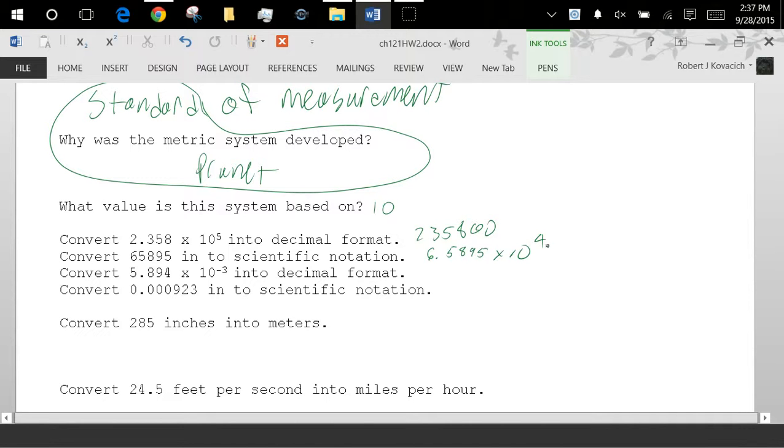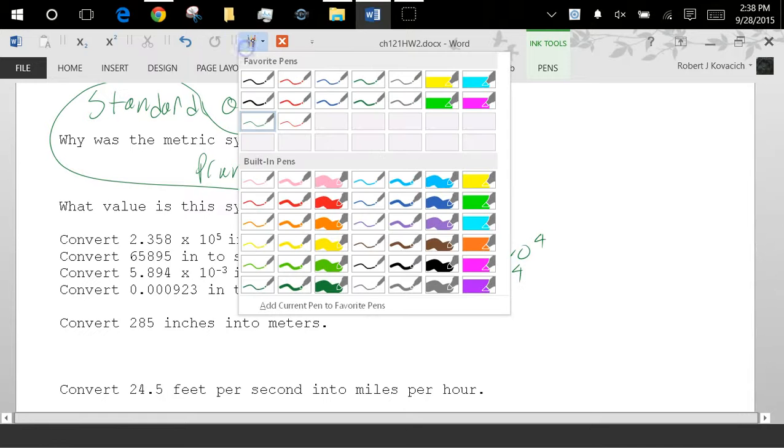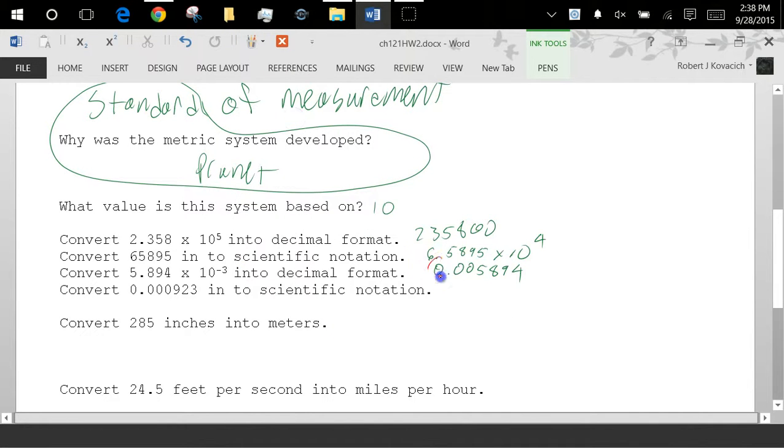Okay, what am I doing with this next one? Three spots to the left. I'm going to put a 0.005894. All right, so this thing right here, this 0, mathematically it means nothing. So a 0.02, that first 0 doesn't mean anything. The second 0 is at least a placeholder. There's no significant figure associated with it, but it's a placeholder.